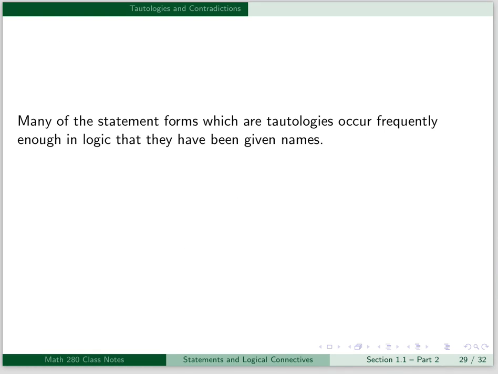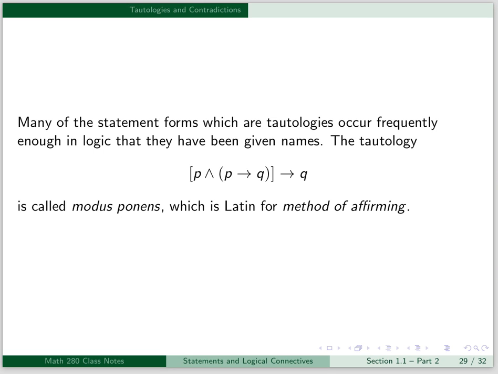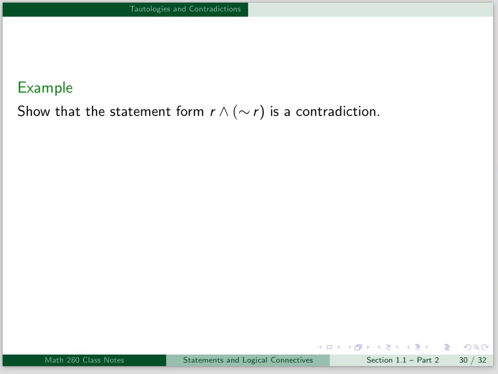Many of the statement forms which are tautologies occur frequently enough in logic that they've been given special names. This particular tautology, P and P implies Q, is called modus ponens, which is Latin for method of affirming.